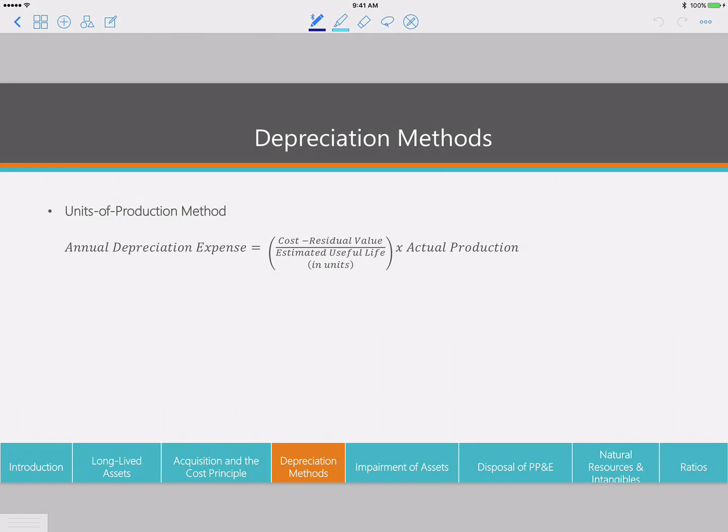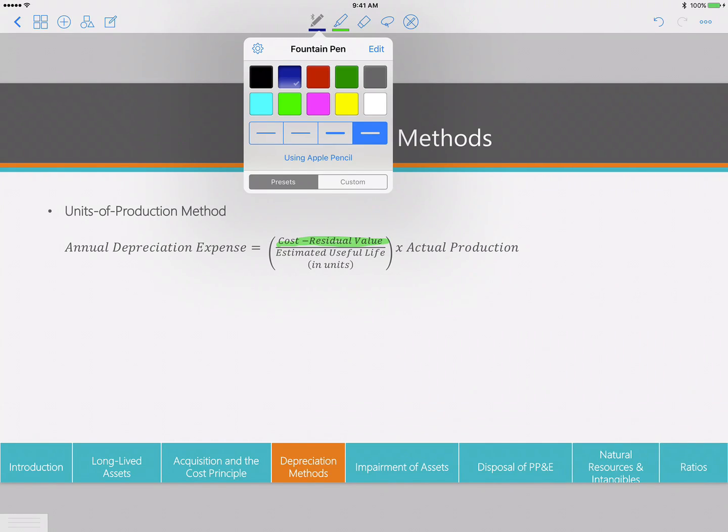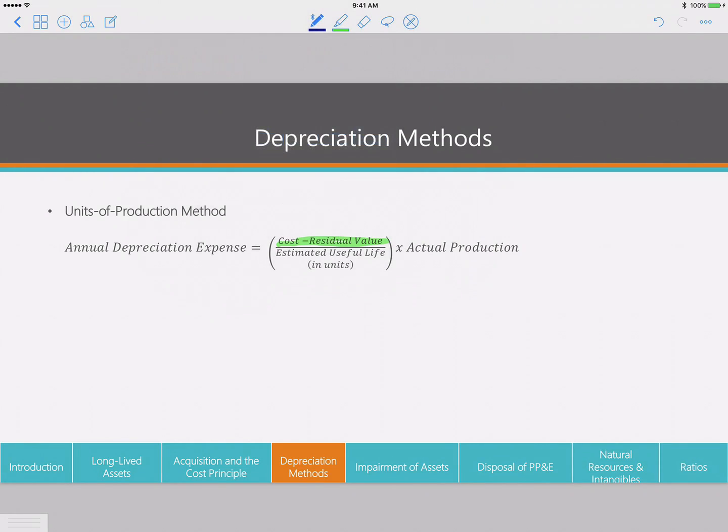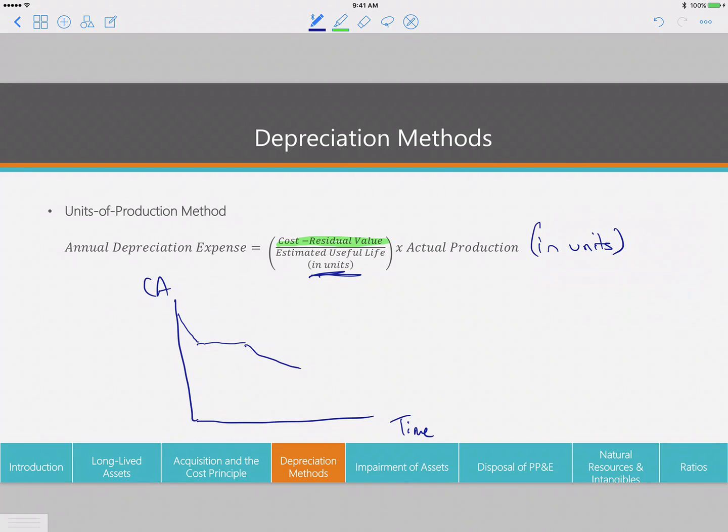The next method would be the units of production method. And similar to the straight line method, you start off with the depreciable amount, so the cost minus the residual value, and you divide this by the estimated useful life in units this time, not in years, in units. And you then multiply this by the actual production in units. So if you didn't produce anything this year, you would not depreciate the asset. So what would this look like if you had the carrying amount and you had the time or the life of the asset? One year you might depreciate it a lot, the next year you might not depreciate it at all, the next year just a bit. And this fluctuates year by year based on how much you actually use the asset.